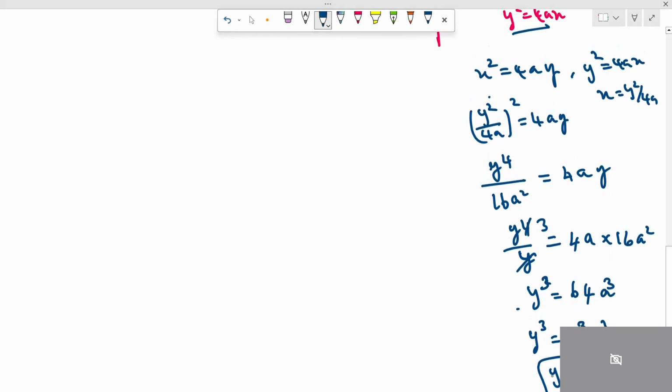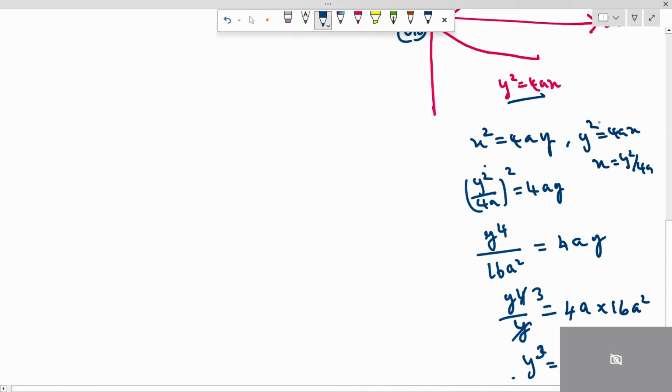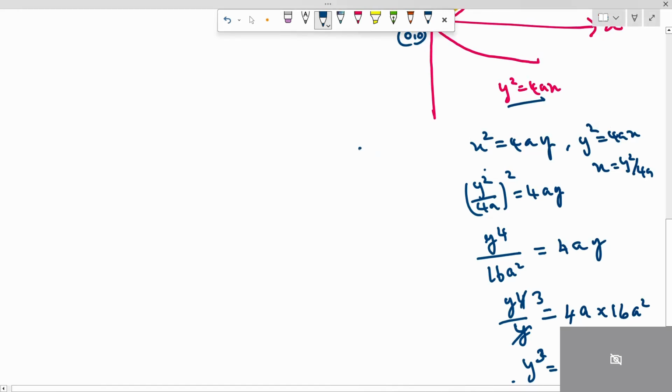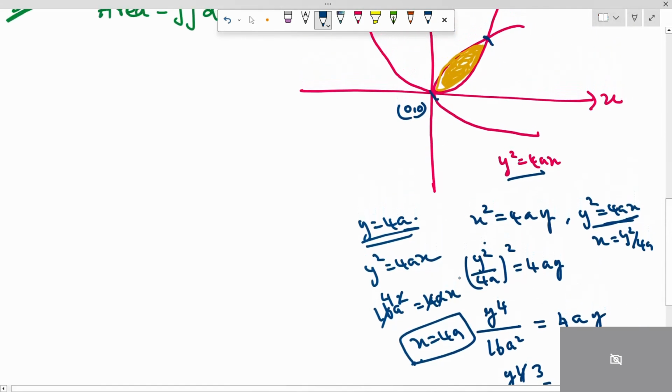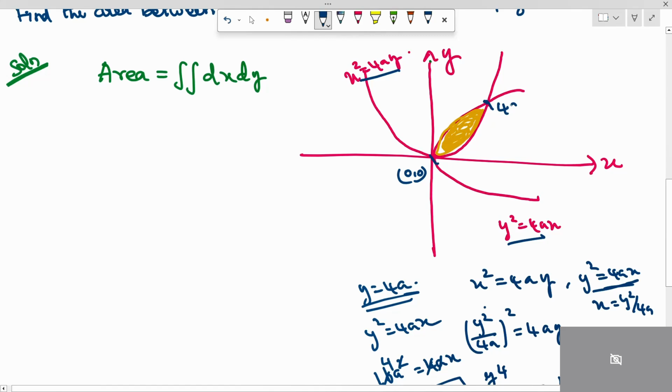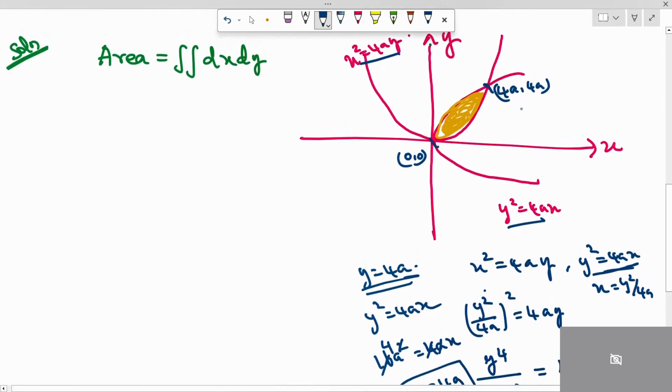Now substitute y is equal to 4a in any one equation. Substitute in the second equation, y square is equal to 4ax. Substituting 4a gives 16a square is equal to 4ax. Now we can remove one a, and 4 4s are 16. We get x is equal to 4a. The x value is 4a and the y value is also 4a, which means the intersection point is (4a, 4a). In this way we have to calculate the intersection points.